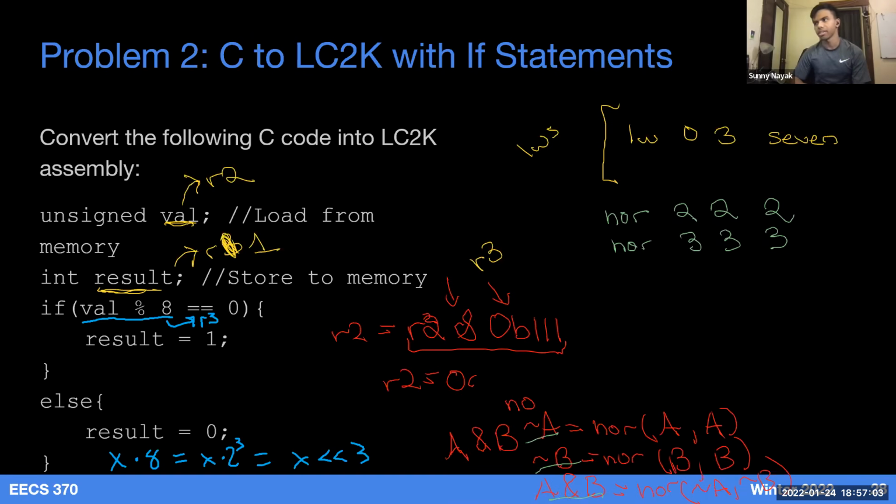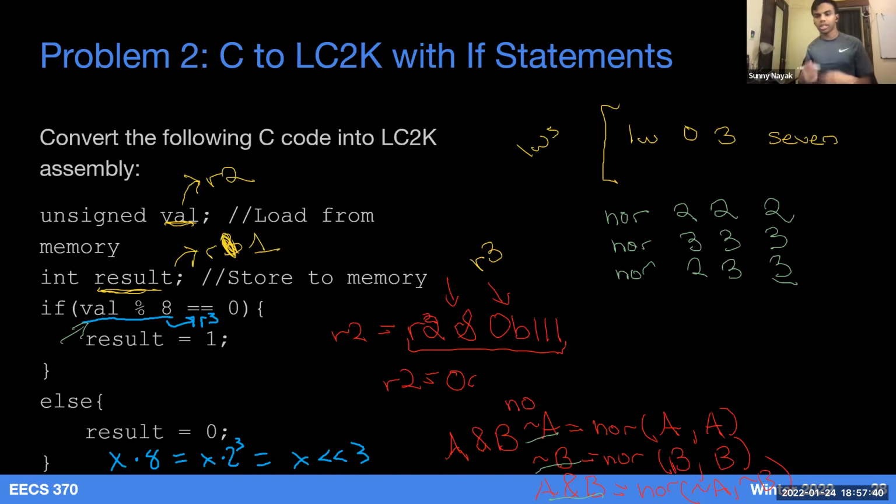And so let's just save this to, I guess, just register 3, because I don't think we're going to need the value 7 anymore. So what we're going to do is NOR 2, 3, and then we're going to save it to register 3. So essentially what we've succeeded in doing here is we've performed this operation here, and we've saved the result of that operation in register 3. So we've successfully made a bitwise AND in LC2K.